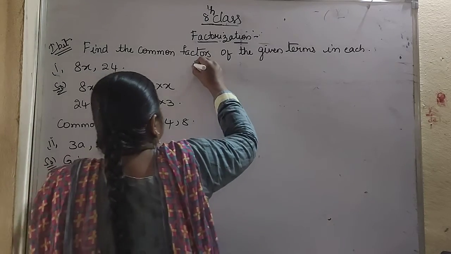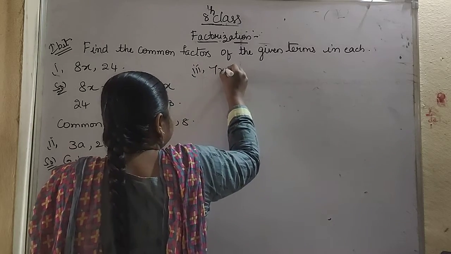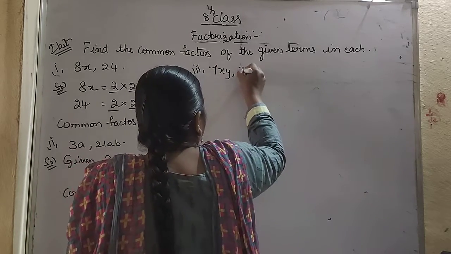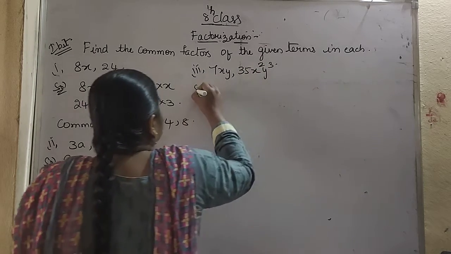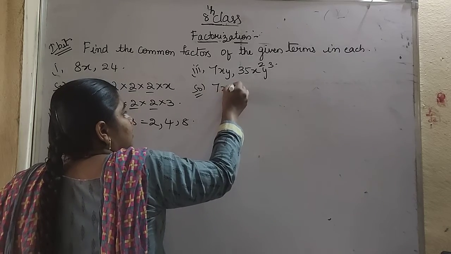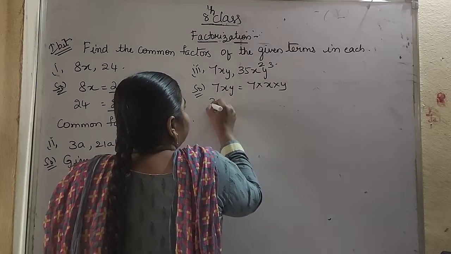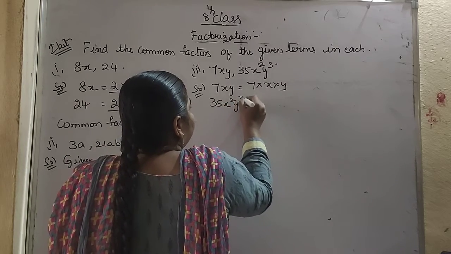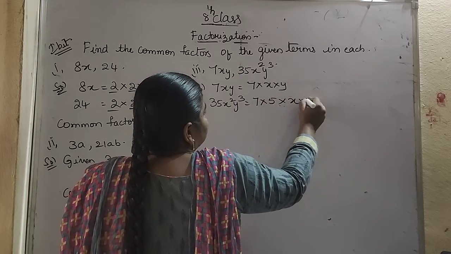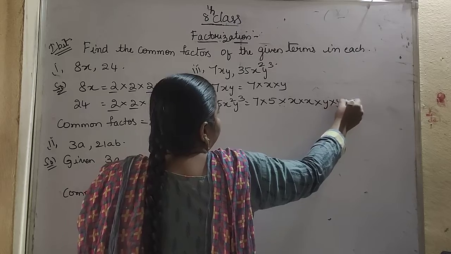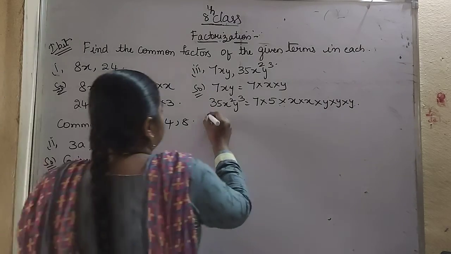And next, the third one, 7xy, 35x square y cube. So we have to factorize this. 7xy we can write in the form of 7 into x into y, and 35x square y cube can be written as 35 is 7 into 5, x square is x into x, and y cube is y into y into y. Now we have to take out the common factors from this.